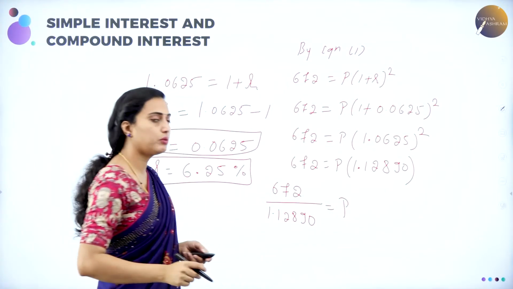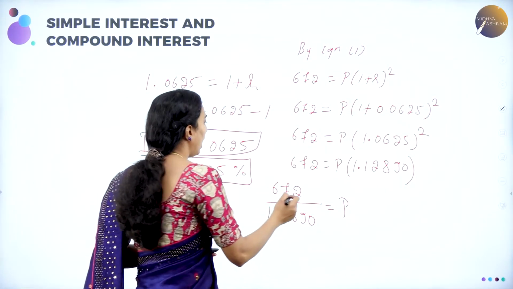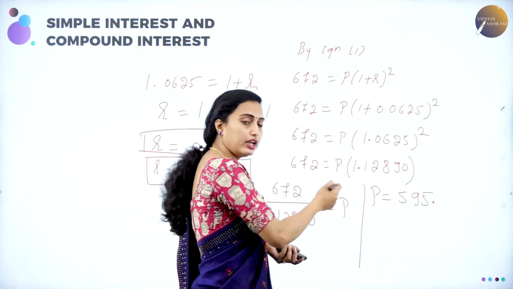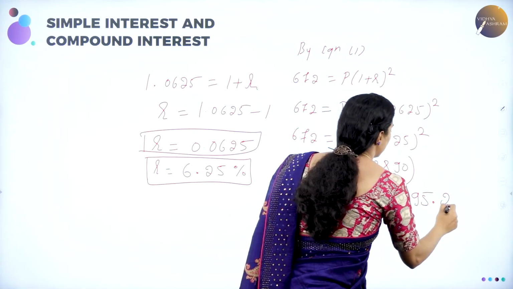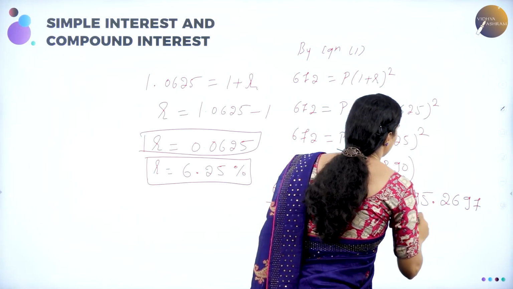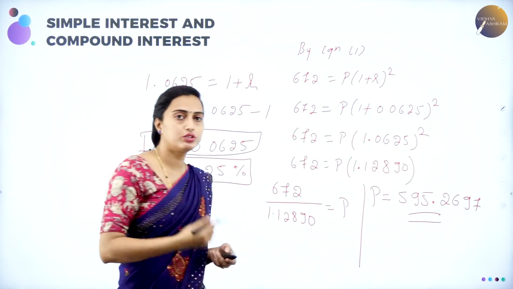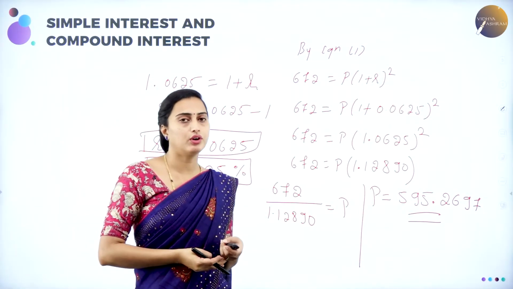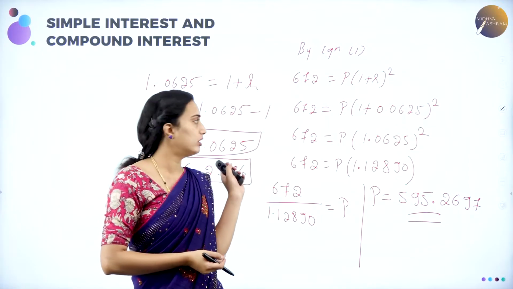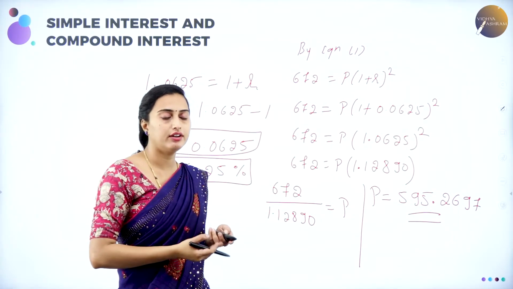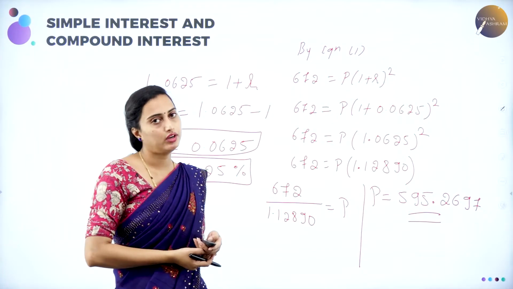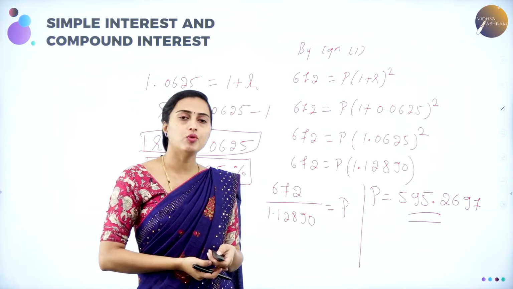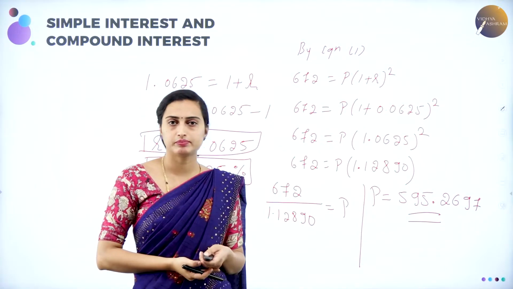Now let me divide this again on the calculator. The answer you are going to get for P is 595.2697. This is your answer. They have asked you to calculate the principal amount, and that many rupees is the principal when they have given this amount and a rate of interest of 6.25%. Are you getting? Okay, let us move on to the next question.